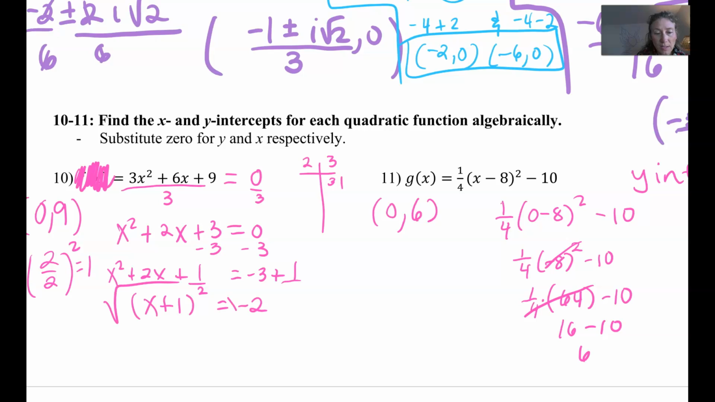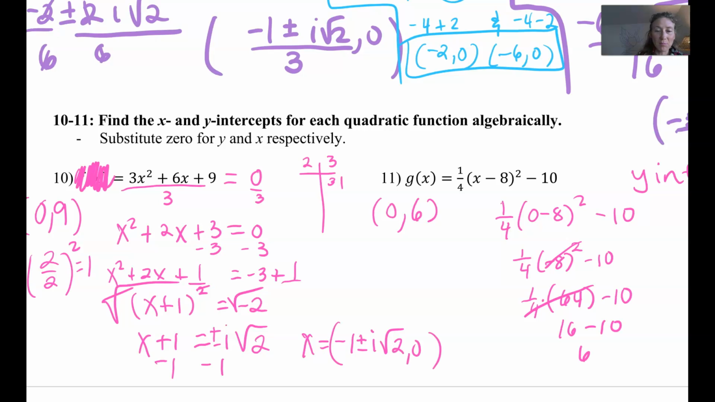Then I take the square root of both sides. I'm really getting friendly with i, aren't I? I've got x plus 1 is equal to, remember we have a negative, so I just say i root 2, and it's plus and minus. So one more step, -1, -1. And I've got x is equal to -1 plus or minus i root 2, comma 0. So these are the x-intercepts. Wow. So yeah, finding the y-intercept is way easier.